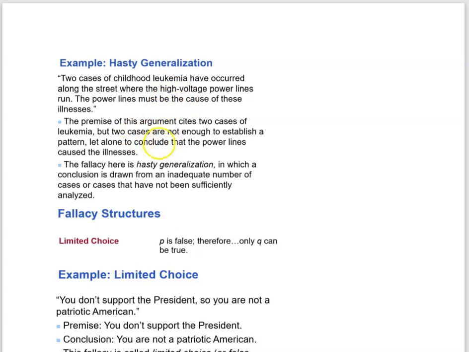It would need to be many more children on that street. The fallacy here is hasty generalization, in which a conclusion is drawn from an inadequate number of cases or cases that have not been sufficiently analyzed. There's a lot of sports fanatics that will say, I'm wearing this bracelet on my arm, last time I won the game, so next time I'm going to wear this bracelet because it'll make me win the game. Okay, that's a hasty generalization because there's not enough evidence that that's what's happening, right?